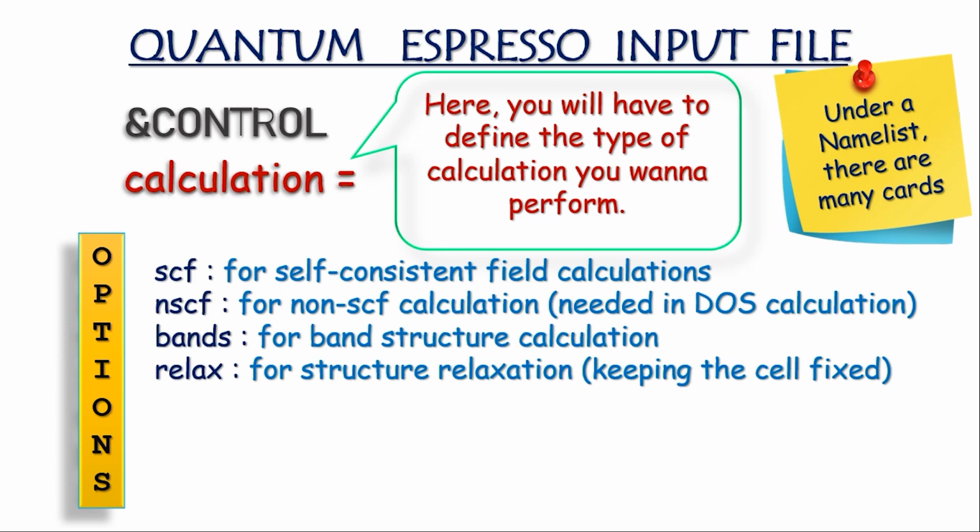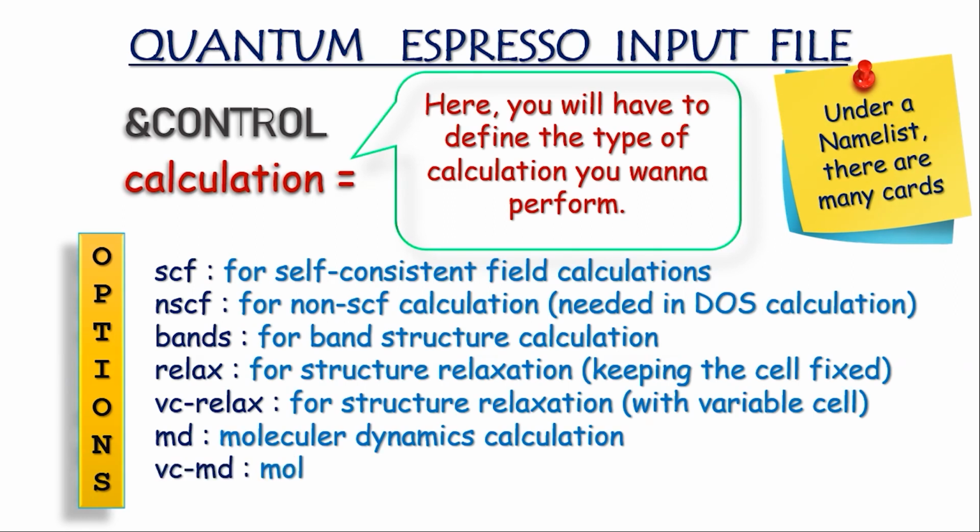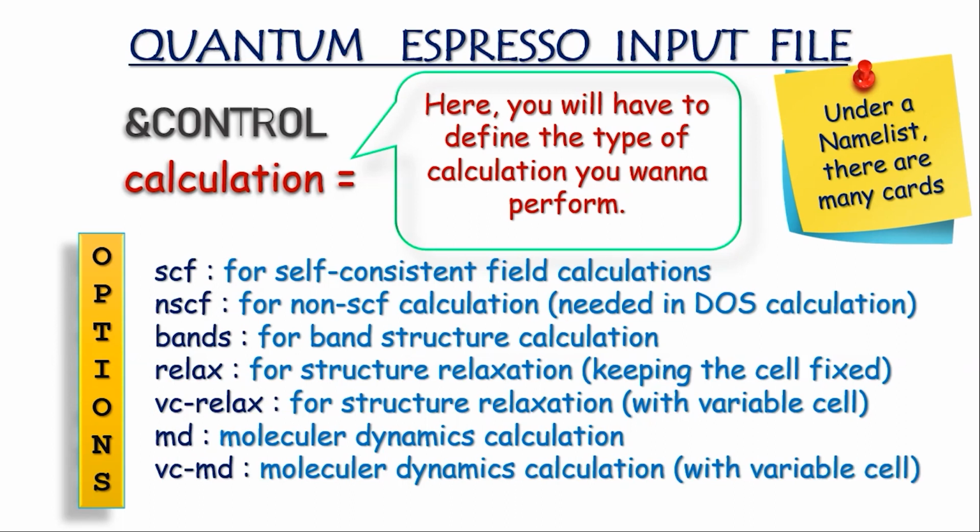Now, under the relax option, your cell parameters will remain constant, but the atomic positions will change to relax the structure. A better option for structure optimization is vc-relax, or variable cell relaxation. Here, both the atomic coordinates and the cell parameters will vary to see which is the lowest energy state of your system. MD is used for molecular dynamics calculation. And then comes VCMD. Here also we calculate molecular dynamics, but with a variable cell.